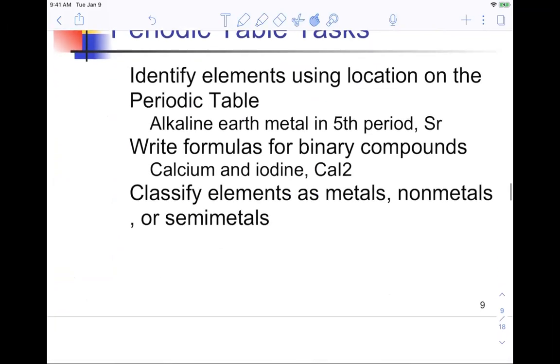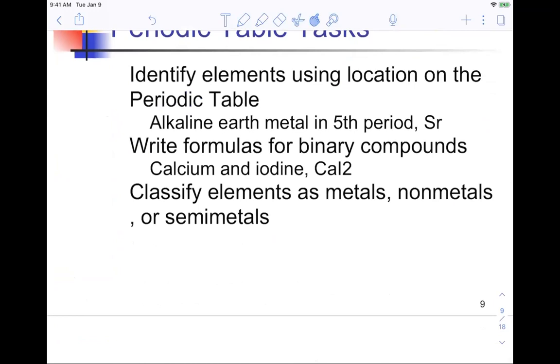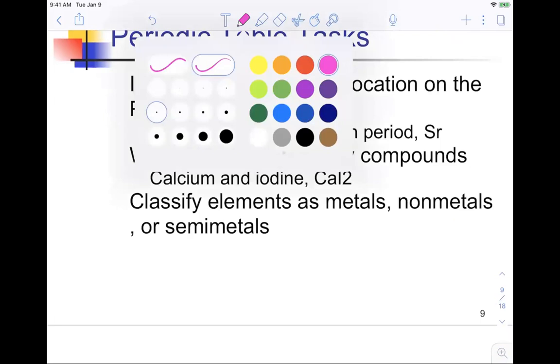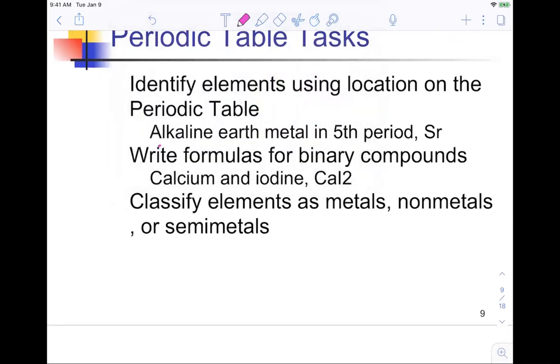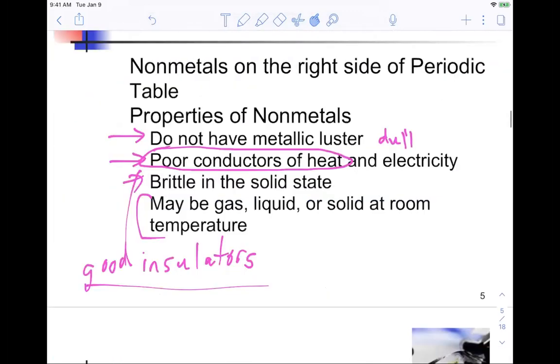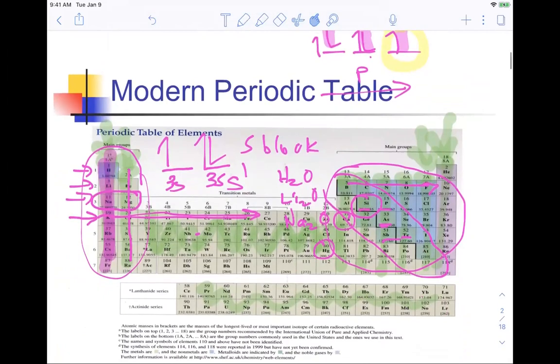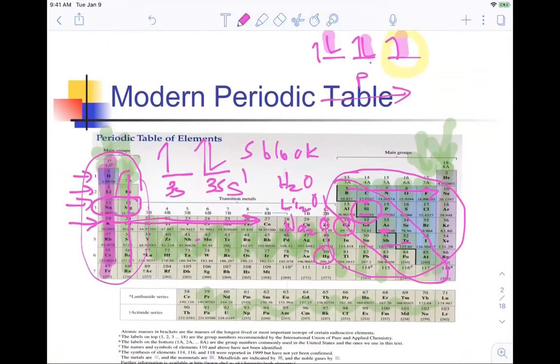Okay. So there's some things that you might be asked to do. Identify elements using their location on the periodic table, right? So an exam question might be, what's an alkaline earth metal in the 5th period? So alkaline earth means you're in the second column, and the 5th period means you're 5 down. So if we go back to our periodic table, I might say, okay, identify an alkaline earth metal. So that's these guys. And in the 5th period, so 1, 2, 3, 4, 5, that puts us there. So it's kind of like doing a puzzle. These are the 2 intersecting points of that particular statement.